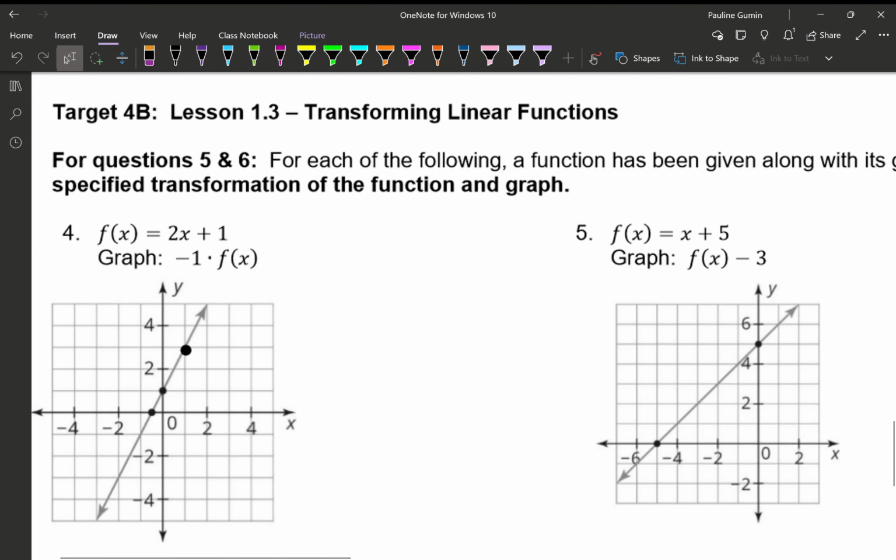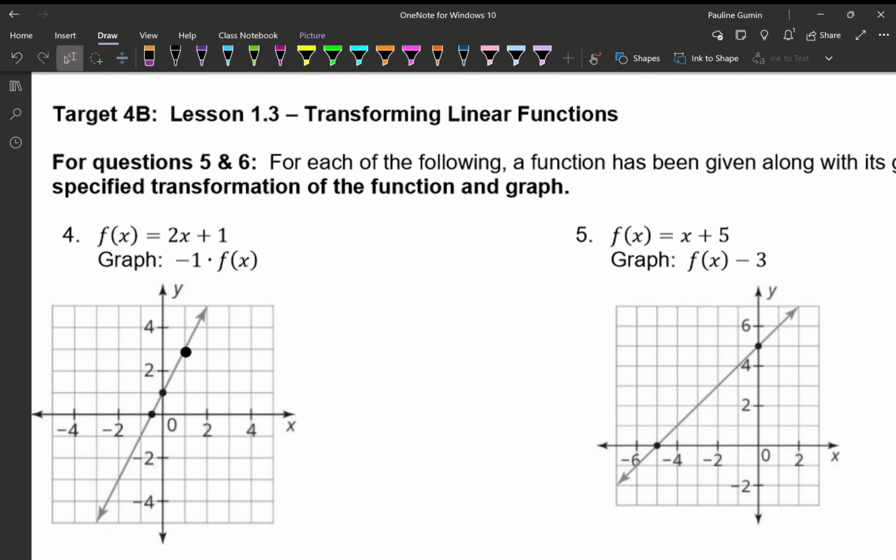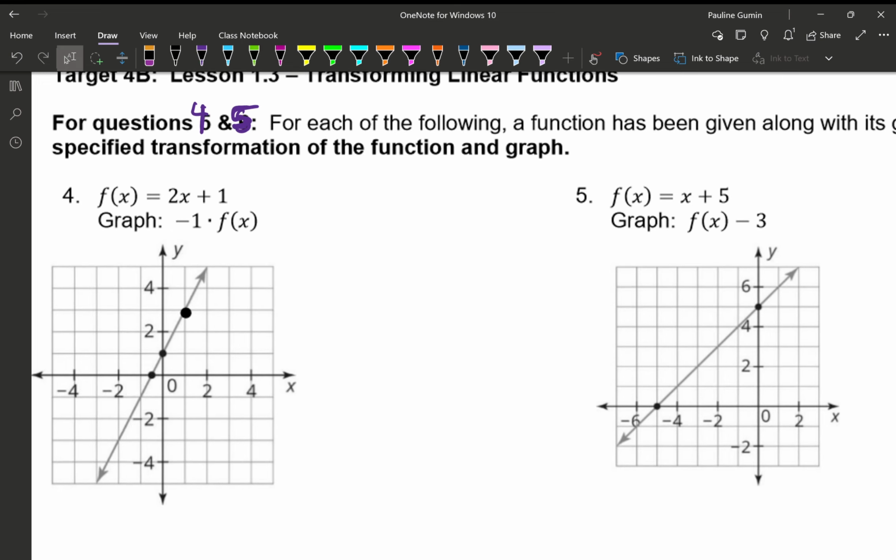Number 4 and 5. Boy, I have some typos here, huh? This should be 4 and 5. Well, that's too bad because I already printed this. Oh well. Anyways, let's graph.